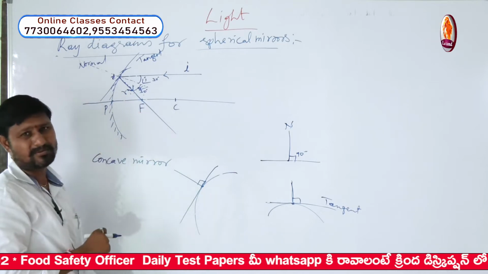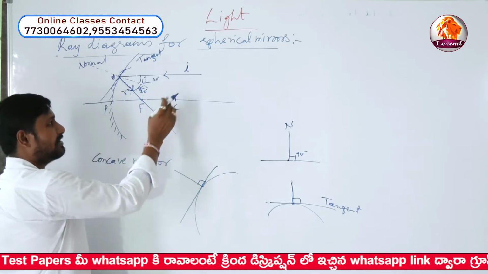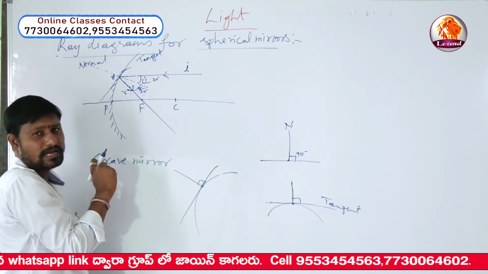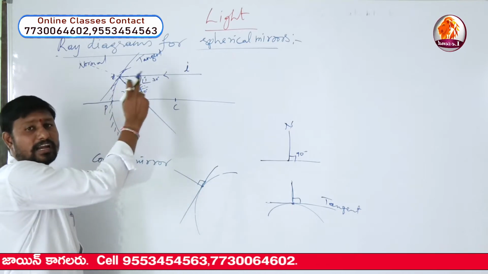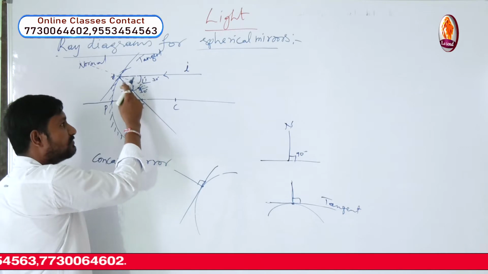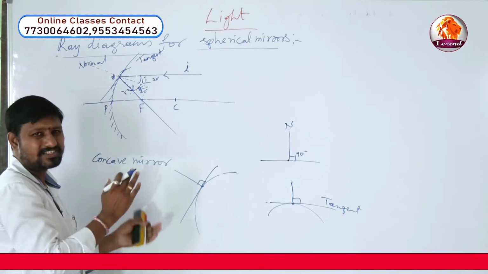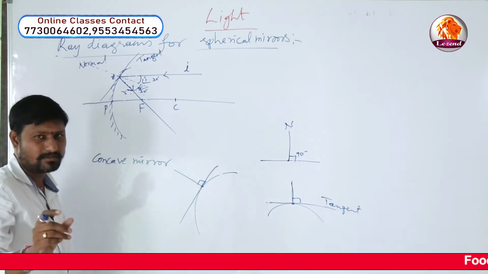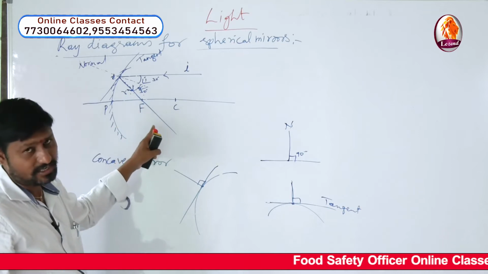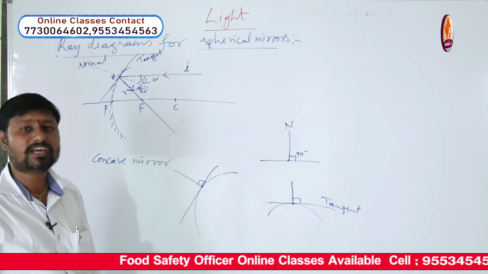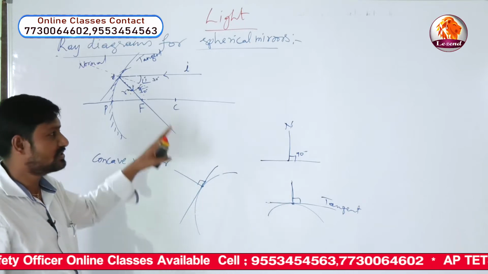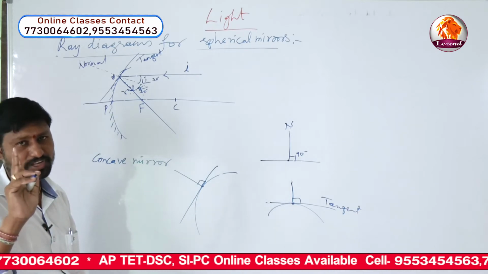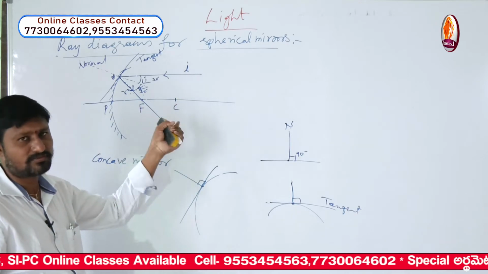This is one of the time consuming methods, because every time we need to draw the tangent, and we should draw the normal, and we should measure the angle of incidence, and with the same angle by making with the normal we should draw the reflected ray. So instead of this time consuming and very lengthy process, let us take the simplest method to draw the reflected rays for the given incident rays, so that we can form an image with this concave or convex mirror easily. And in order to form an image, minimum we need to take two light rays coming from the object, that we will see later.